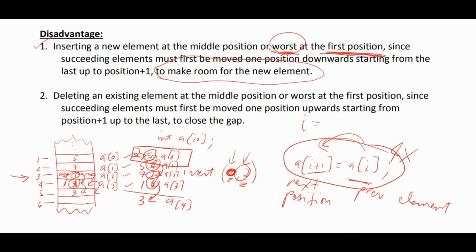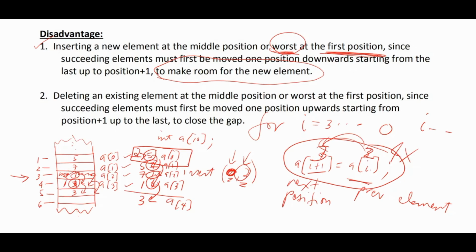So your I is from 3 down to 0. So this is 3 moved to 4. And then next iteration, okay, so say that is a for loop. Next iteration, this would now be 2. So your I is decremented. From 3, it becomes 2. So this would now be 2 is moved to 3.